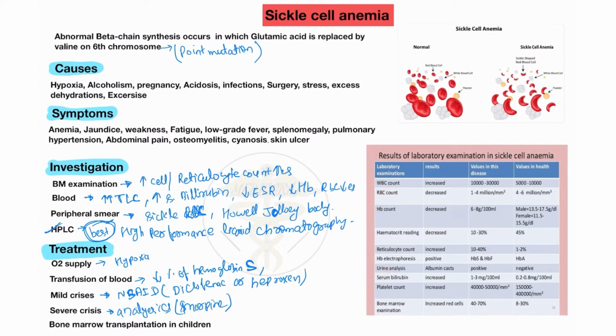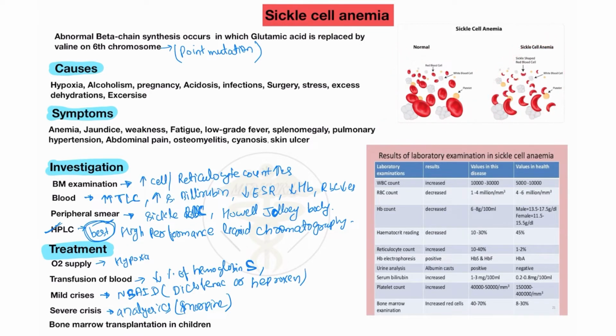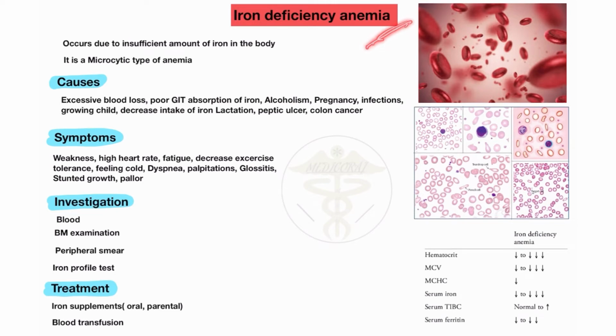And here is the normal RBC. This is the sickle cell RBC. So you will see this in the blood test of the patient. This is about sickle cell anemia. Second is iron deficiency anemia.